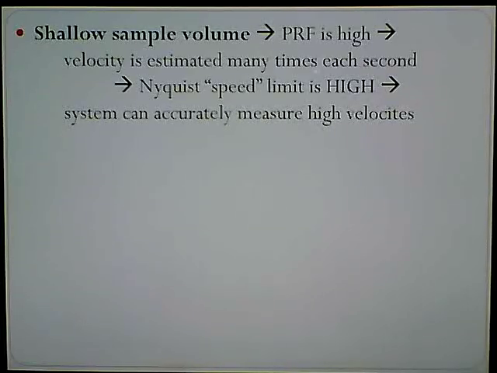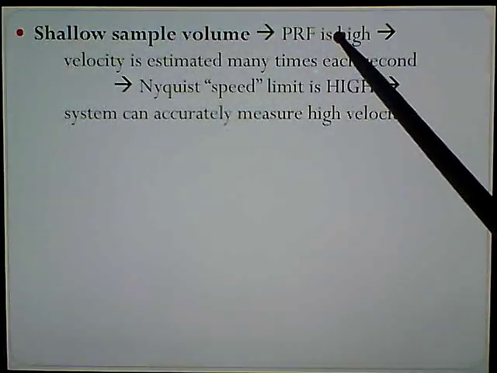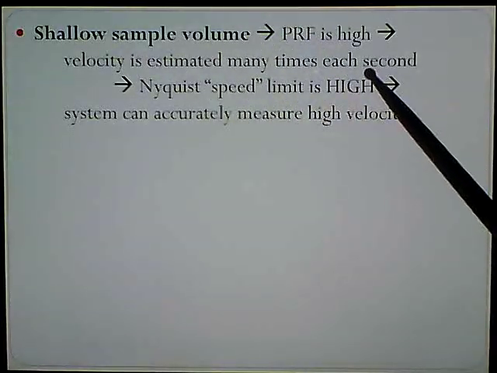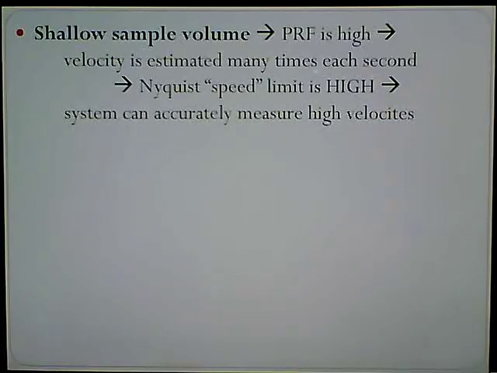We have a shallow sample volume. The PRF is high. No different from anything else we've learned. Higher PRF, velocity is estimated many times each second. The Nyquist speed limit is high. A system can accurately measure high velocities. So put this little scenario in your head. Shallow sample volume gives us a high PRF. The velocity is estimated many times. Our Nyquist limit is high. That's very important, okay? That means the system can accurately measure high velocities. We've set the speed limit high.